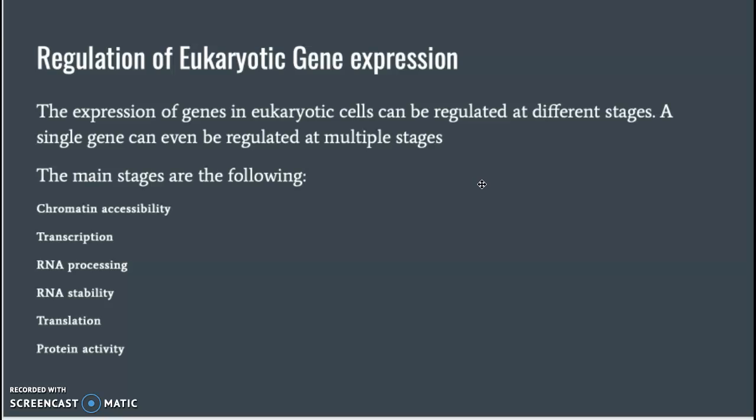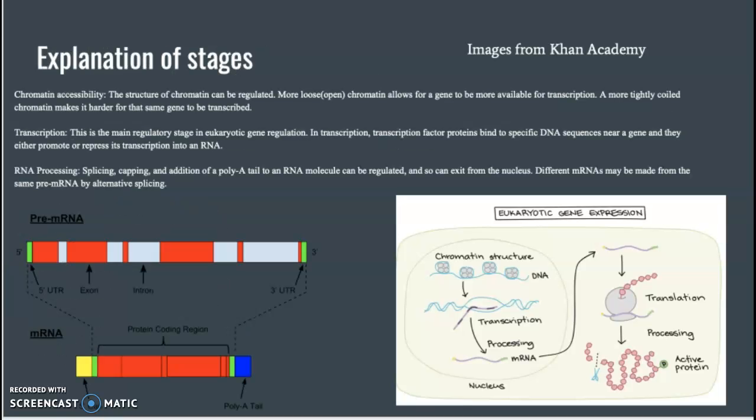A single cell can even be regulated at multiple stages, and the main stages are the following. And we'll discuss this in the coming slide. So the explanation of the stages. Chromatin accessibility. The structure of the chromatin can be regulated. So chromatin is just basically DNA and its organizing proteins. More loose or open chromatin allows for a gene to be more available for transcription compared to a more tightly coiled chromatin, which makes it harder for that same gene to be transcribed. So right here, if it's more open, it's easier for the protein to be made.